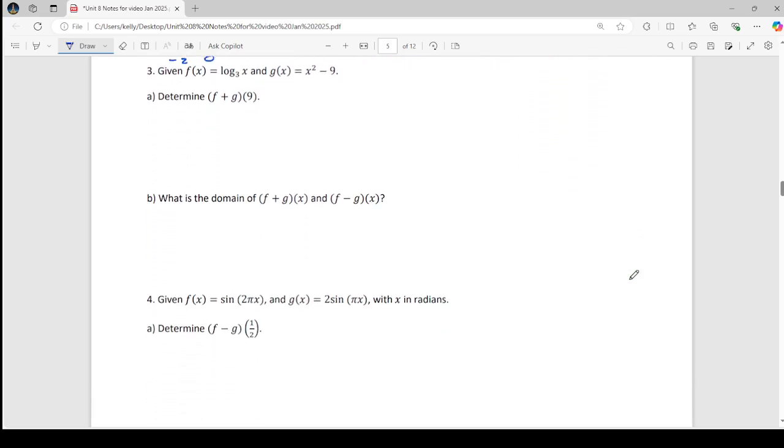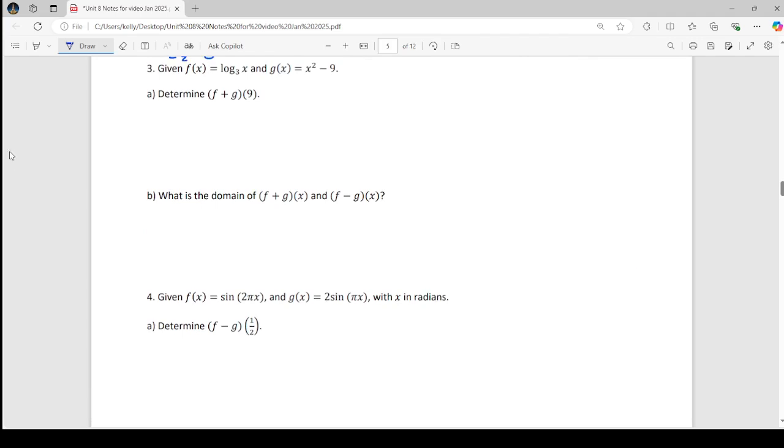So now if f is a log function and g is a polynomial function, let's find f plus g at 9. So f plus g at 9 would be f at 9, so log with base 3 of 9, and we're going to add g at 9, which would be 9 squared minus 9. To evaluate this expression, what exponent do you put on 3 to get 9? That's 2. 9 squared is 81, minus 9. And this gives us a total of 74.